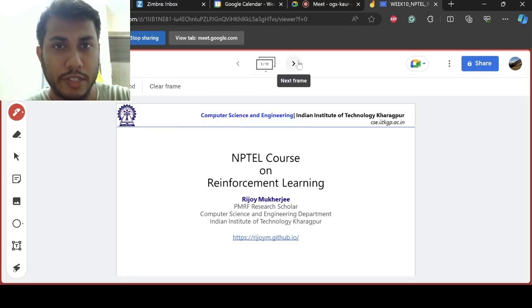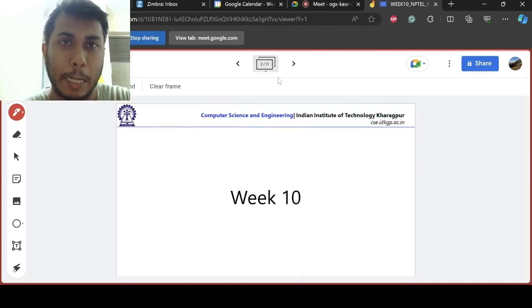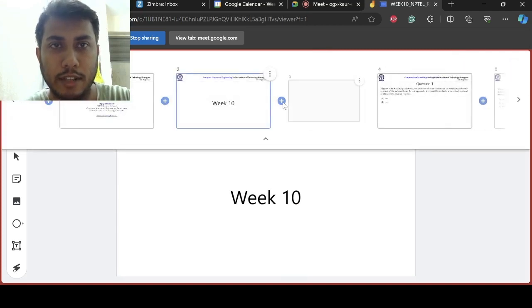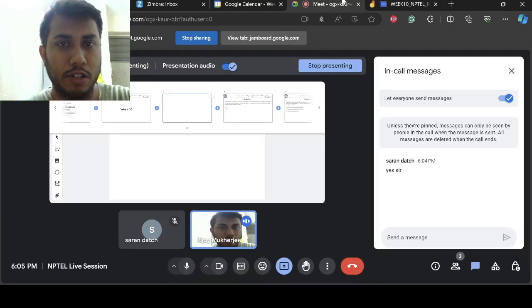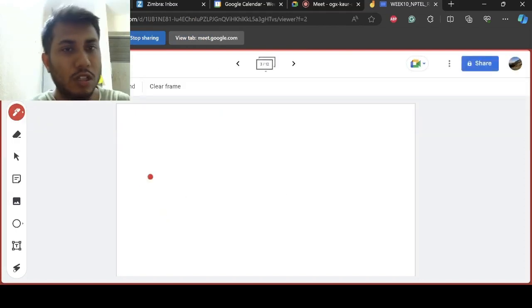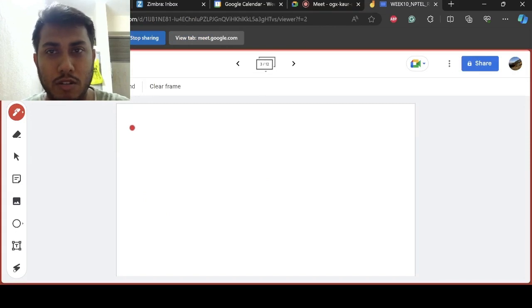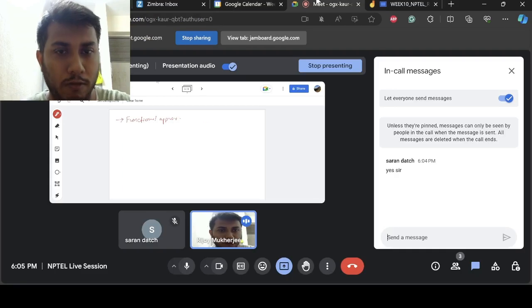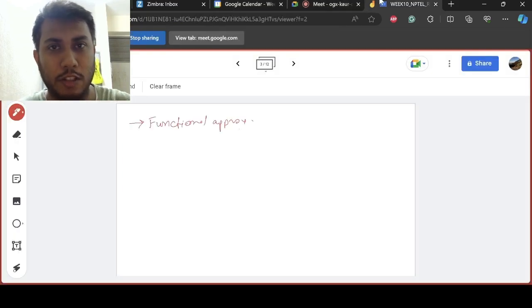Okay, so let's start for this week, that is week 10. So let's start the recap first. What was done? In last week, we came across functional approximation of value function.